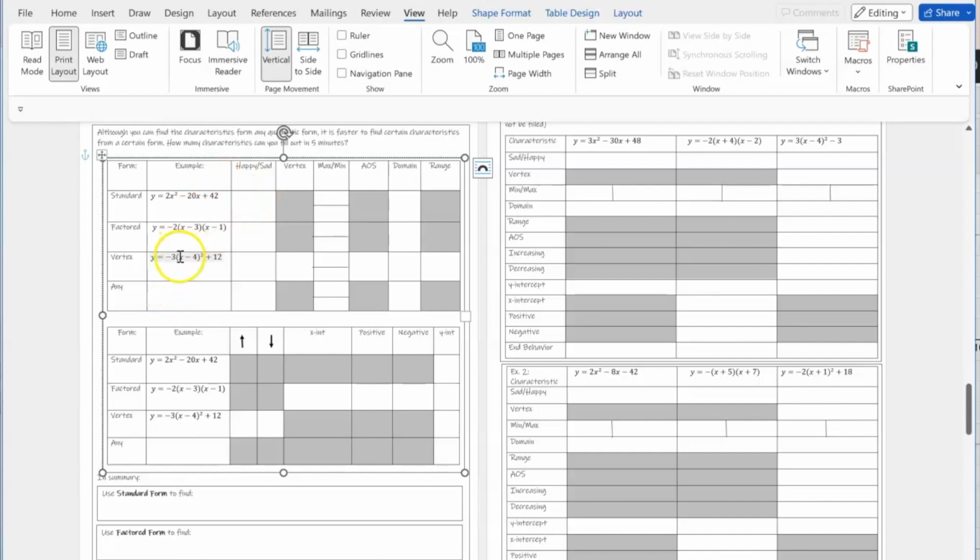All right, so I can get if it's happy or sad. So right here, it's negative, so it's sad. And then I can pull out my vertex. I can pull out my vertex from here. Remember, anytime you have the x inside, it's opposite. So that's going to be 4. And then this is regular. So 4, 12 is my vertex. And then I can find the characteristics. So you need to know those 3 things before you can do this question.